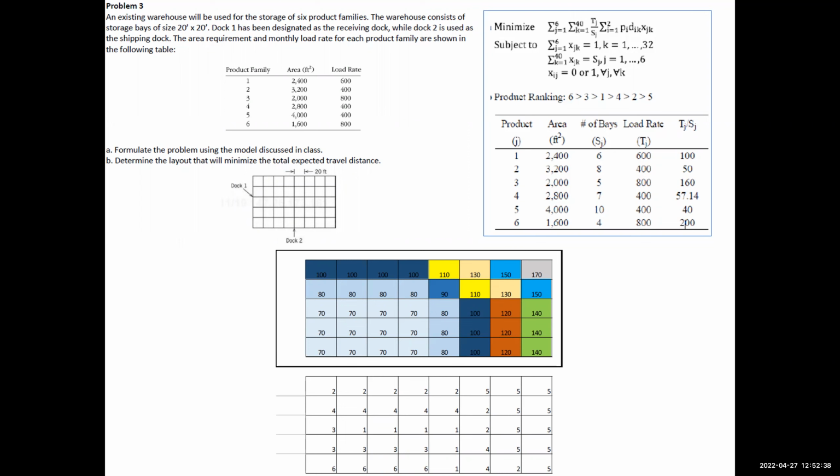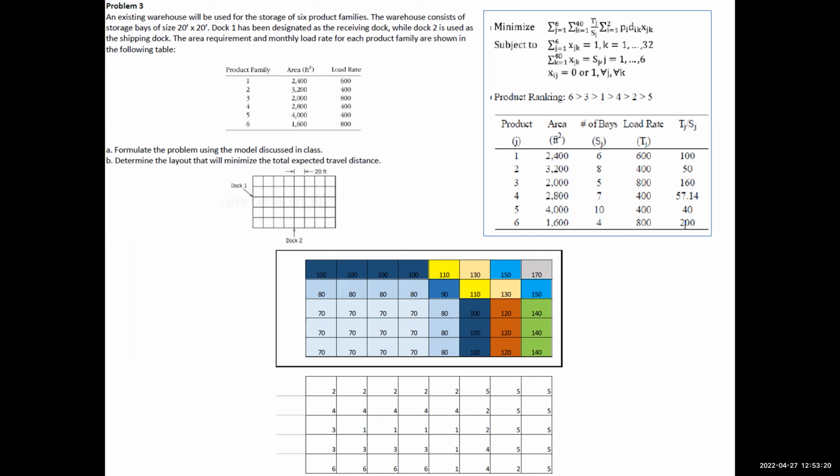For the second product, you have 3,200 feet square. To compute the number of bays you need, you divide by 400, which is the area of each bay, and it will tell you that you need 8. So that's the information that we have in the third column of that table on the right side. We have the number of bays for each product, and it's essentially the area required per product divided by the area of the bay, which is 400. So 6, 8, 5, 7, 10, and 4.